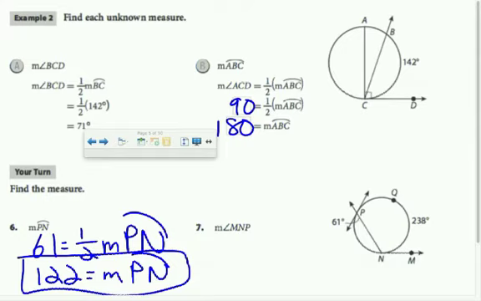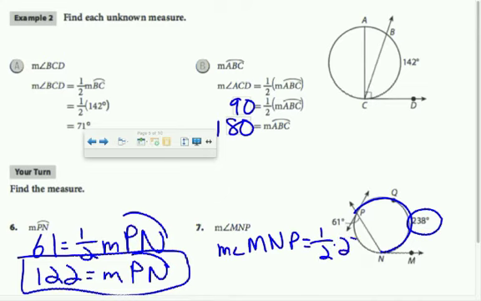In number 7, I'm asked for the measure of angle MNP. Notice that arc NQP is 238. That means that the measure of angle MNP will be half of that 238. So it's 119.